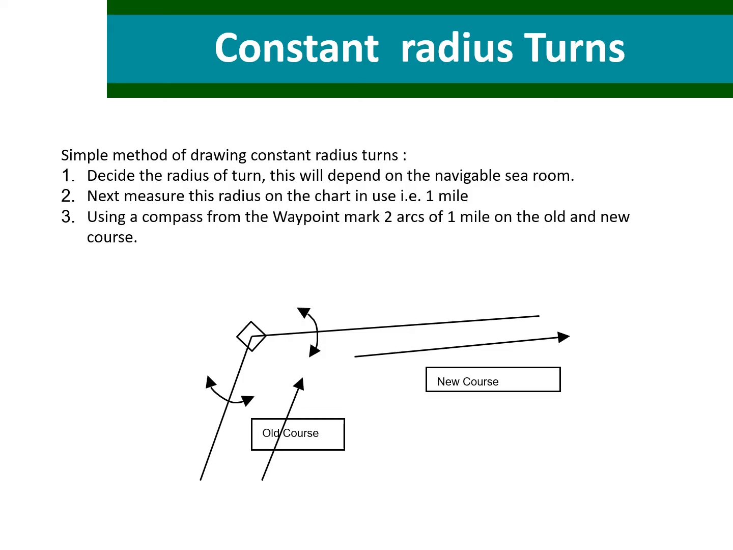Then, using a compass from the waypoint, mark 2 arcs of 1 nautical mile, one on the old course and one on the new course. You can see here the waypoint is shown as the diamond. From the center of the diamond you draw the radius of the turn. For example, if it's 1 nautical mile, you draw 1 nautical mile towards the old course and 1 nautical mile towards the new course. From the wheel over position, once the vessel's helm is given towards the new course, within this radius of turn the vessel should complete its transition and join the new course from the old one.